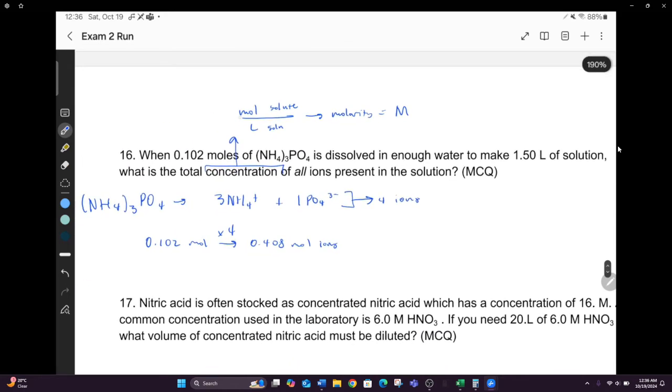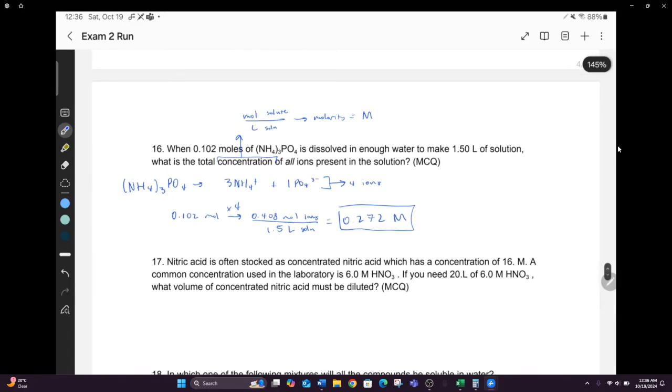So basically what you're going to do is divide your 0.408 moles of ions over 1.5 liters of solution. Do that quick math, you should get 0.29272 molarity. Again, simple math, you just do moles of solute over liters of solution to solve the concentration.